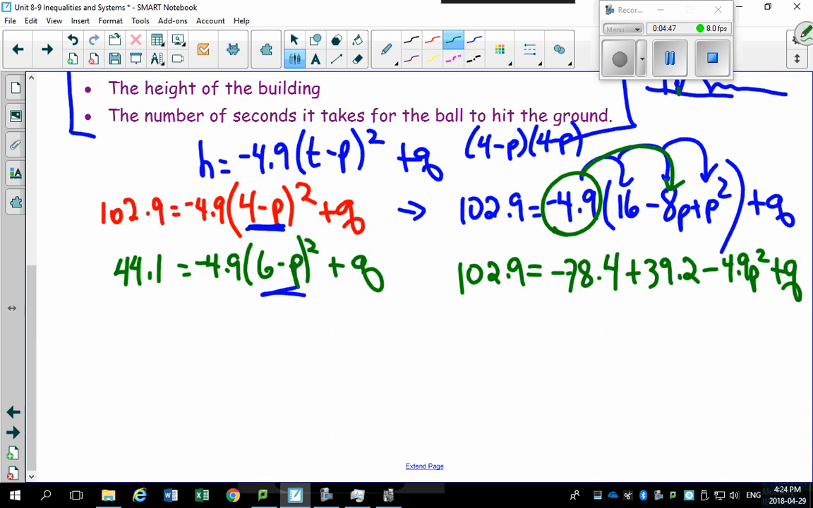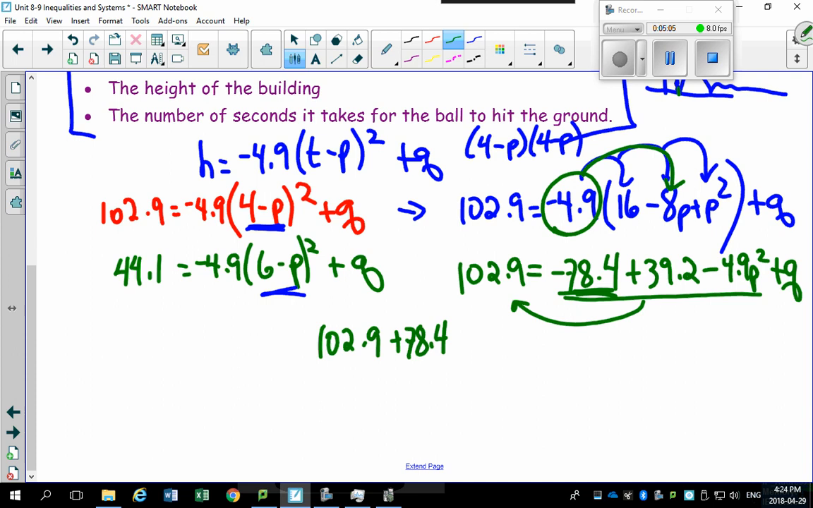Let's combine a few more things here. And you know what I'm going to do here? Real simple. I'm going to take this entire thing and I'm going to bring it over onto this side. So I've got 102.9. I'm going to add the 78.4.